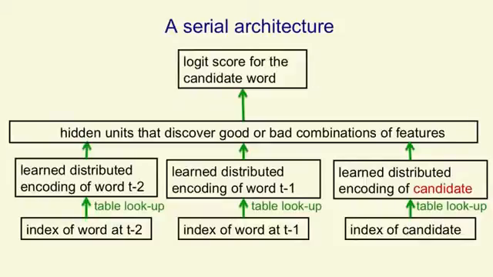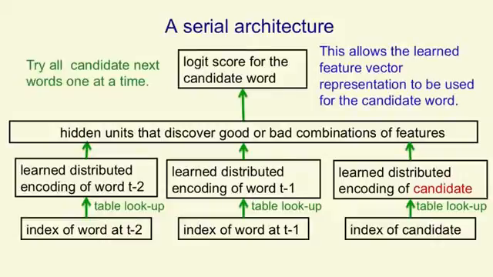So the inputs from the context to that big hidden layer are the same for every different candidate word. The only bit we need to run for each candidate word is the inputs coming from the candidate word and the final output to the score. And of course, that doesn't have many weights in it. So we try all the candidate words one at a time, and by putting in the word as a candidate at the bottom, we're able to use the learned feature vector for that candidate word that we learned when it was a context word. So we can have the same representation of the word when it's part of the context and when it's a candidate for the next word that we're trying to predict.